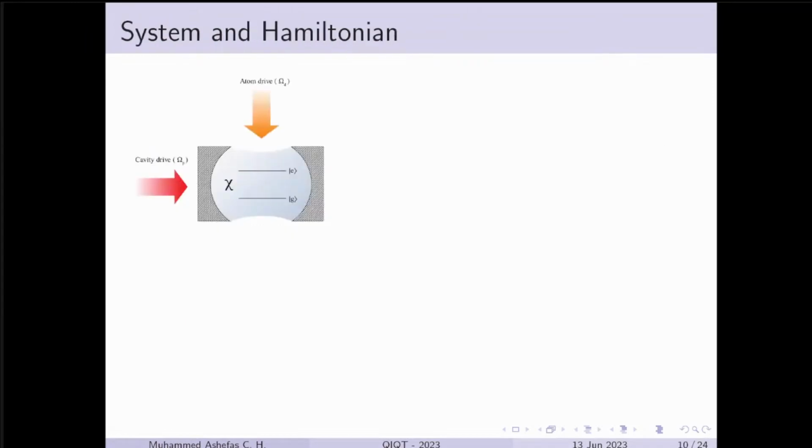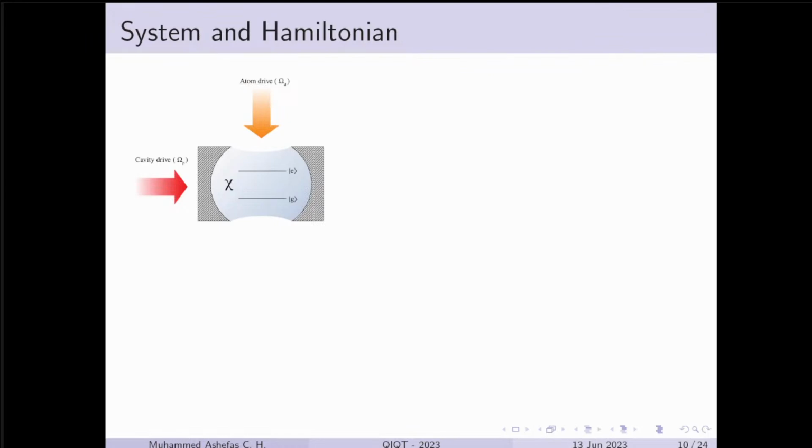So we have designed our system; the schematic model is shown here. We have a single mode cavity with a two-level atom inside, and it is inside the Kerr medium. Both the cavity and the atom are driven by external laser fields, treated as classical fields. The atomic driving strength, or qubit driving strength, is denoted by the symbol omega d, and the cavity driving strength is denoted by the symbol omega p.